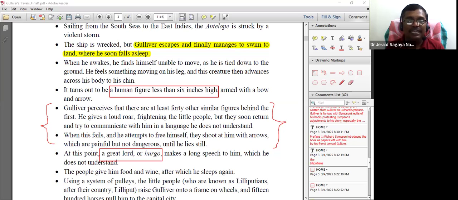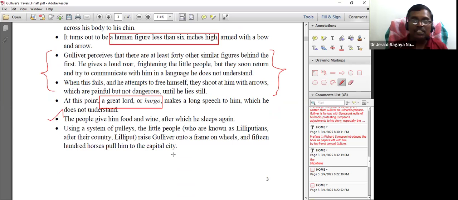Okay, so you find that this particular people, what is the name of the man? The name of the person who came to talk to Gulliver was Hergo. Hergo means a great lord. He made a long, lengthy speech which Gulliver did not understand. The people understood that this man was hungry, so they gave him food and wine. And after taking that, he slept.